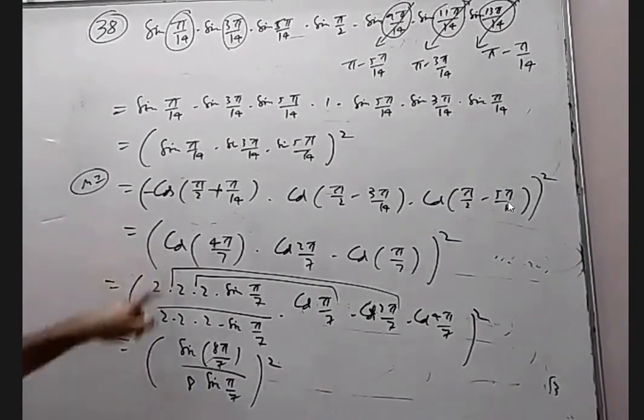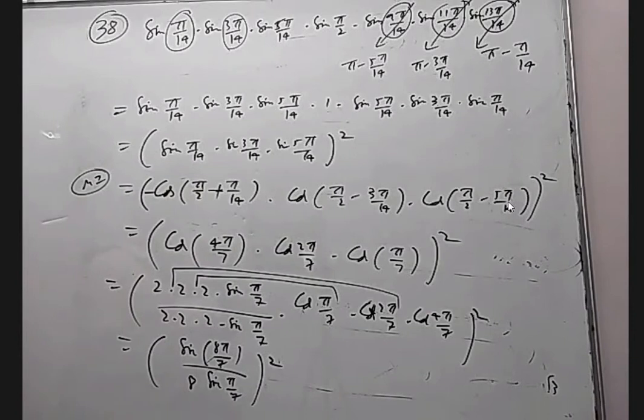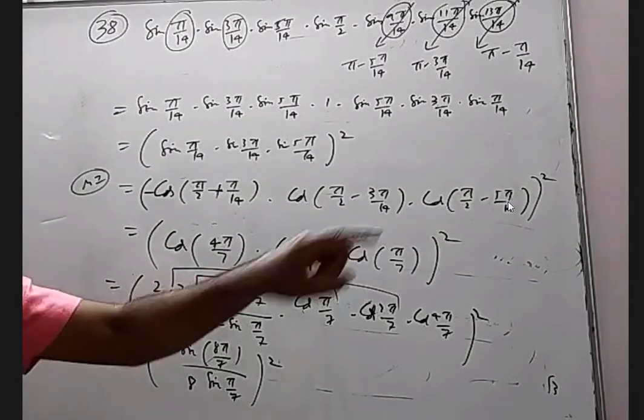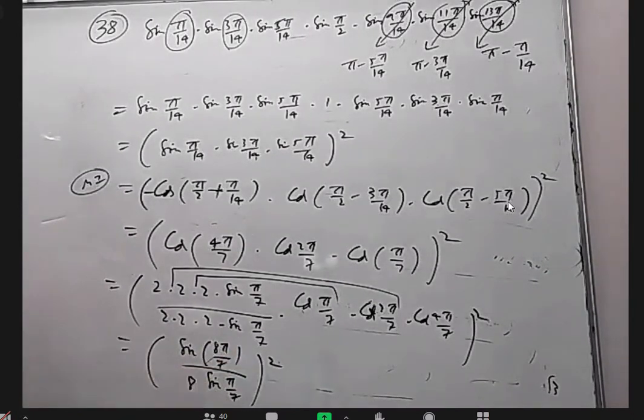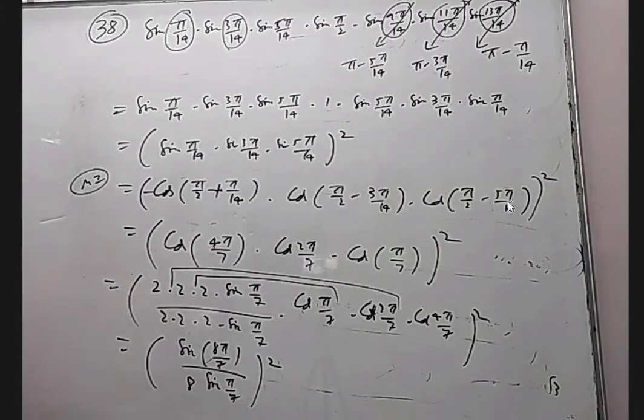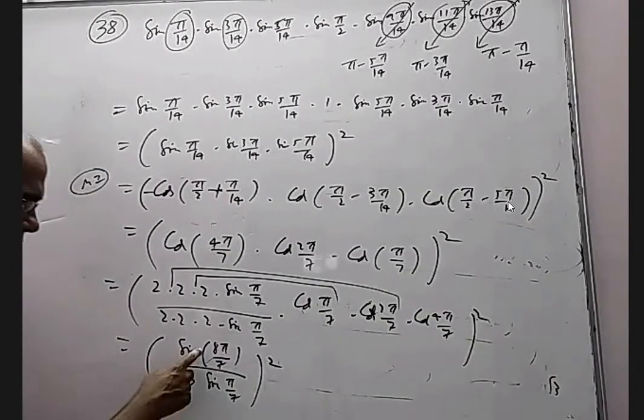I would have written directly from here to here if I use the formula that cos theta into cos 2 theta, up to cos 2 power n minus 1 theta, is sine 2 power n theta by 2 power n into sine theta. That is the formula. So this is 2 cube, this is 2 cube. But actually these two are same.